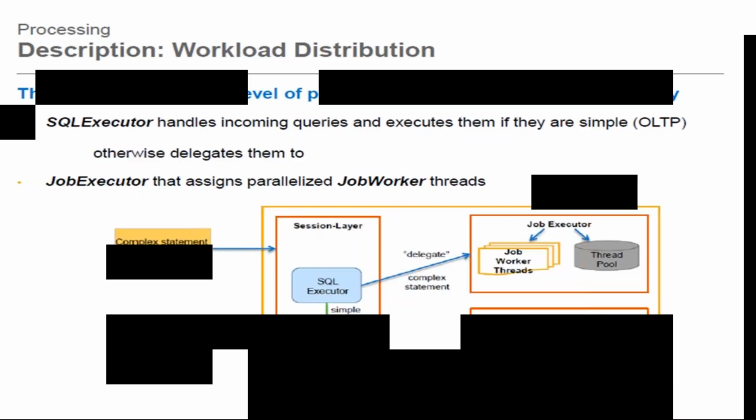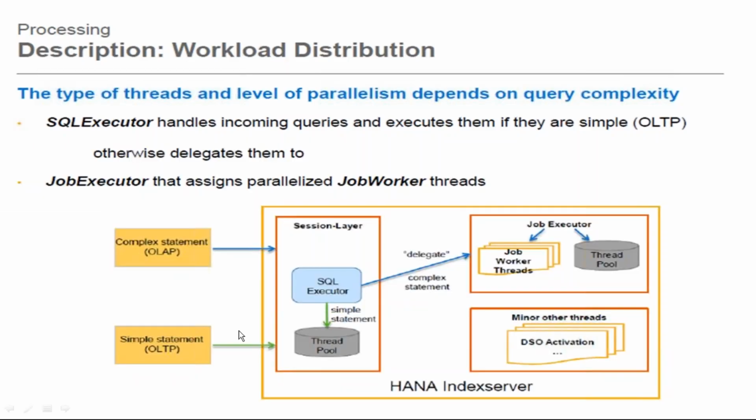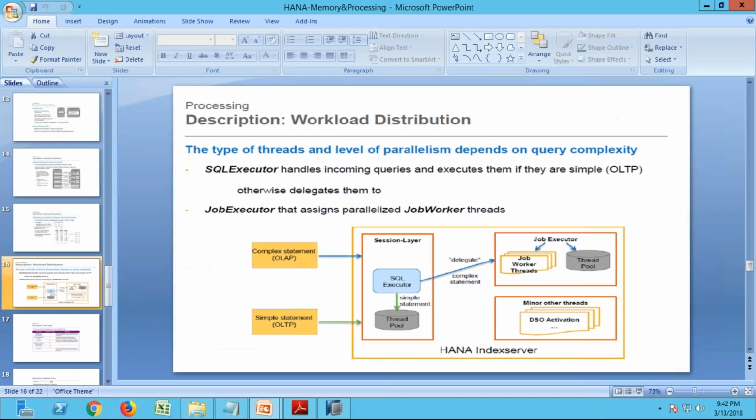you can understand that if it's a simple statement coming from OLTP systems, it will be processed by the SQL executor thread which is assigned to your session. Whereas if it's a complex statement coming from an OLAP system, the SQL executor thread doesn't process it. Instead, it will delegate that work to job worker threads. So the job executor will assign that work to job worker threads for parallel processing. That's how the work distribution happens and the performance improvement takes place.